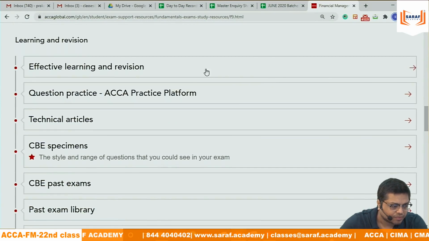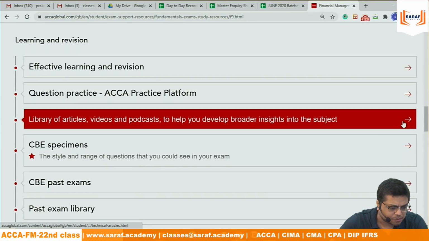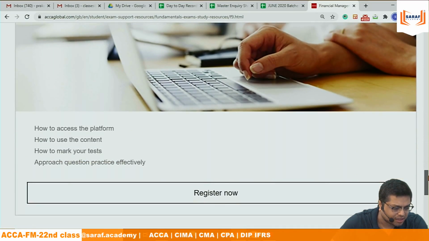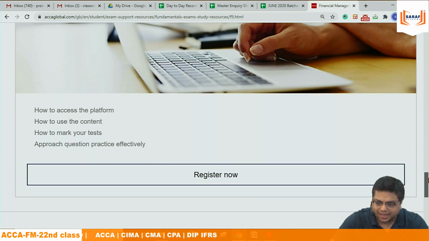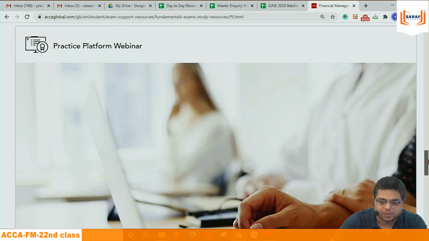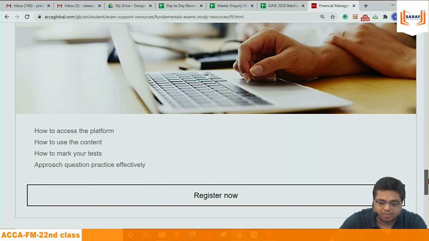Now, I am concerned with the specimen exam. After the specimen, you can see here that I can also register, you all can also register. In this practice platform, there are further mock papers given. There is also a webinar for the coming 7 to 8 days for different subjects by the ACCA institute. You can register here so that you will get the intimation of the webinar directly in your mail.